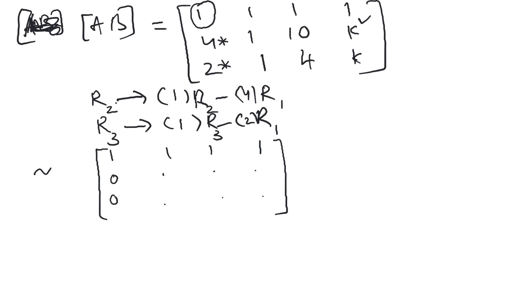and for the remaining elements, just do what I'm saying. 1 into 1 minus 4 into 1, that is 1 minus 4, which is minus 3. And 1 into 10 minus 4 into 1, 10 minus 4 is 6. 1 into k square minus 4 into 1, that means k square minus 4.